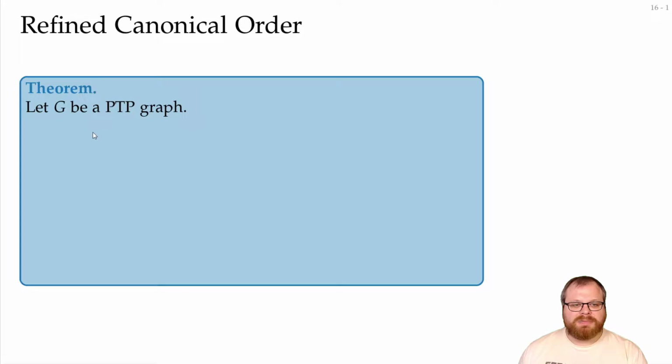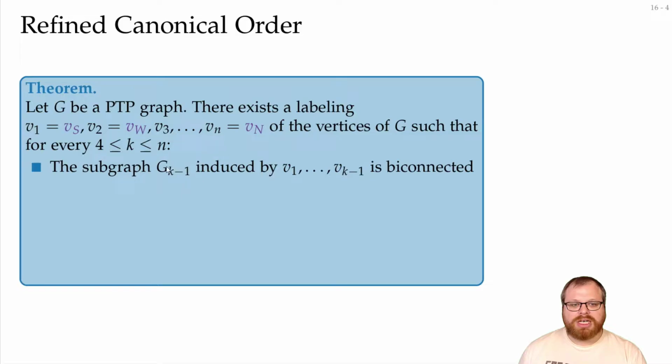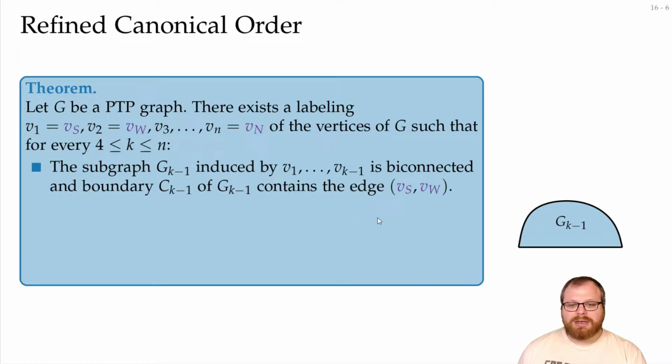So let's say we have a PTP graph G, then we want to find a labeling of the vertices from 1 to n, where the south vertex is the first, the west vertex is the second, and the north vertex is the last, such that for every k between 4 and n, we have the following properties. The subgraph G_{k-1} that's induced by the first k-1 vertices is biconnected. So we have already processed a biconnected graph. The boundary of this also contains the edge v_s, v_w. So the edge v1, v2 as we had it in the canonical ordering definition.